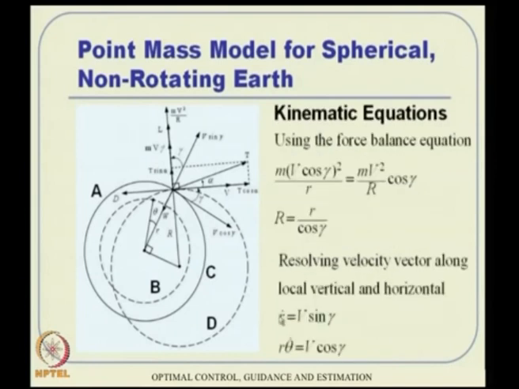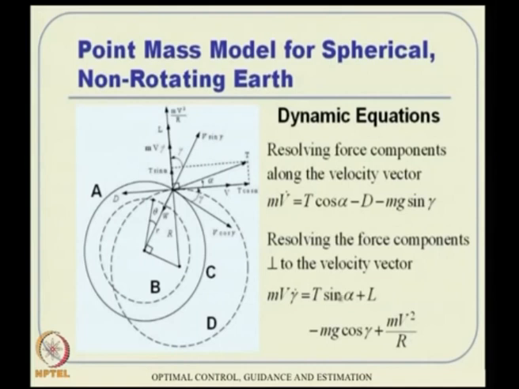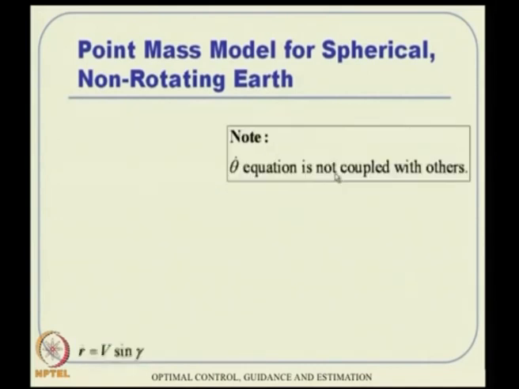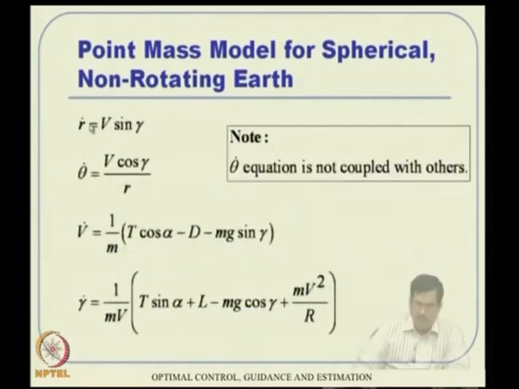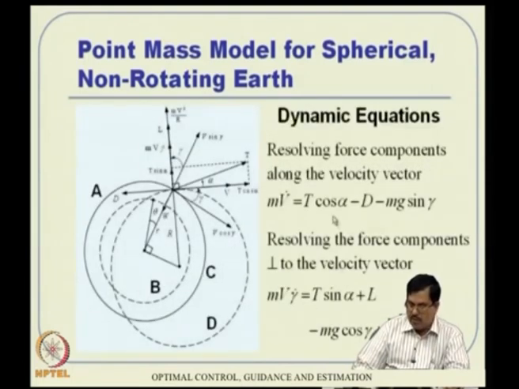Remember, big R is not a decoupled relationship from r. Big R and small r are related, so it cannot be an independent variable. So, we will substitute this big R in terms of small r, and then simplify the equation in the state space form again. So, what you are getting: r dot is V sin gamma, and r theta dot is V cos gamma, hence theta dot is V cos gamma by r. Then V dot is what you saw here, the V dot equation divided by mass, and gamma dot is divided, all these divided by mV.